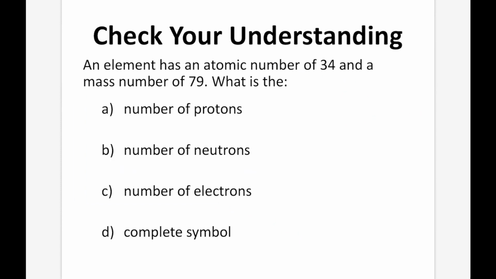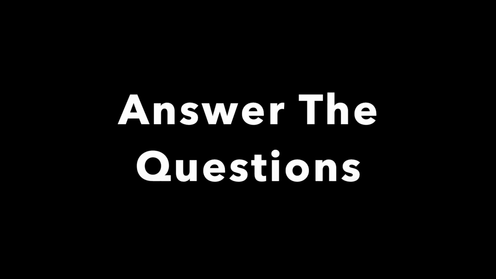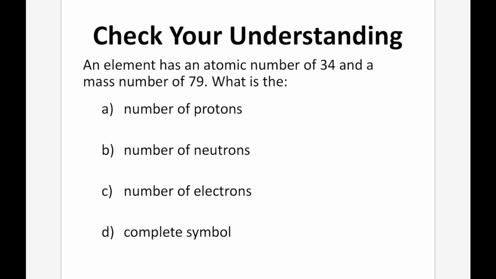Now these get a little bit harder. An element has an atomic number of 34 and an atomic mass of 79. What is the number of protons, neutrons, electrons, and then the complete symbol? So pause the video and answer these 4 questions. Now the number of protons is going to equal the atomic number, which is going to equal 34. The number of neutrons is going to equal the mass minus the number of protons, which is going to equal 79 minus 34, which is equal to 45.